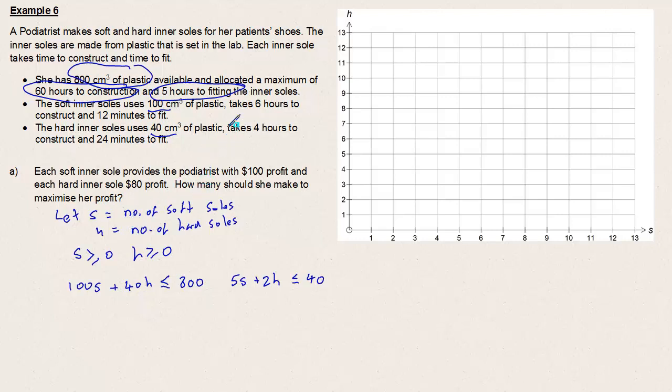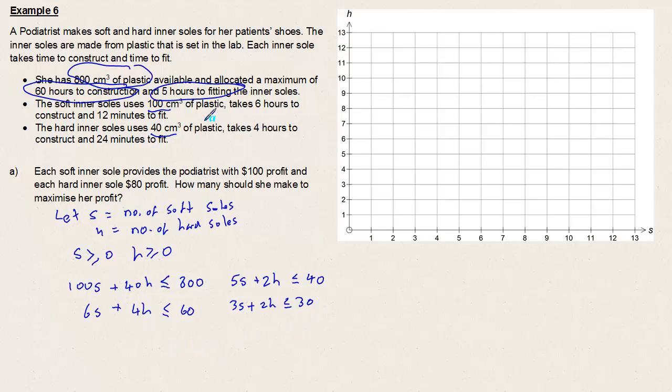Now let's look at the construction time. We've got 60 hours that we can give to construction. Each soft one takes 6, each hard one takes 4, so that's 6S plus 4H is less than or equal to 60. We could cancel that one as well, to 3S plus 2H is less than or equal to 30.